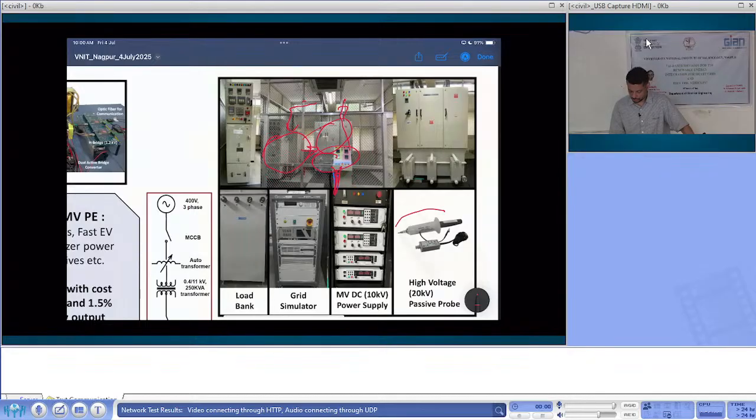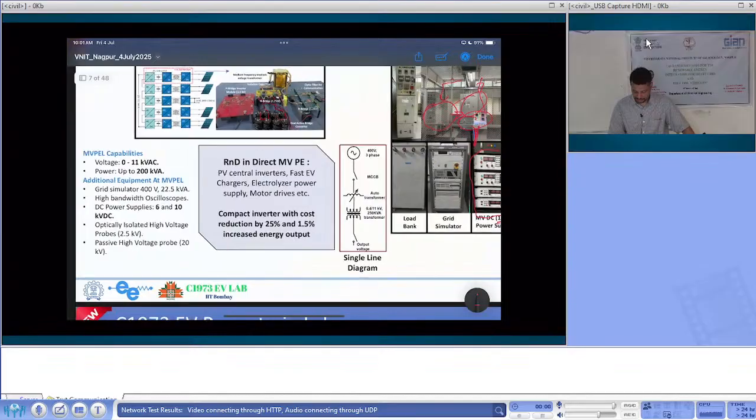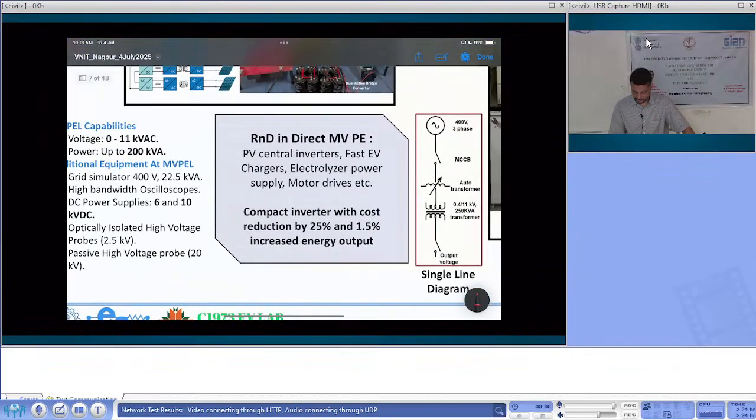We have probes which can measure up to 20 kV. We have DC sources which can go up to 10 kV, 6 kV also, and other things. So this is basically a facility where we can test direct power electronics at that level. So we have not just the source, but measuring instruments, DC supplies, all the infrastructure setup, and these are the main topics in which we are working on in this facility as of now. And I'll talk more about these topics as we move forward.